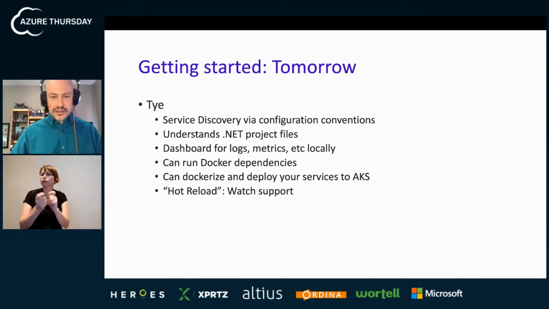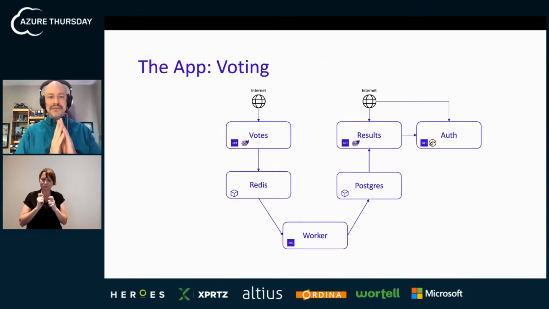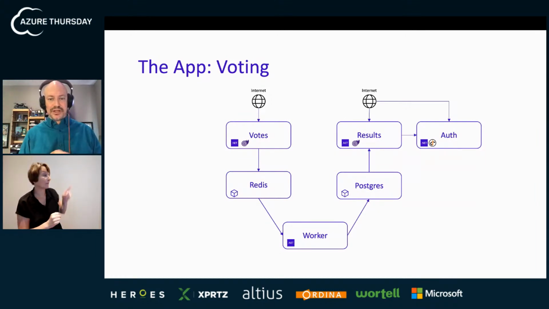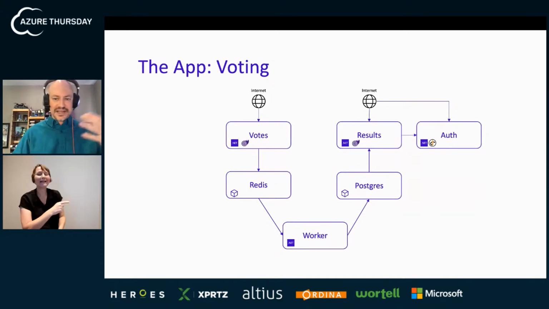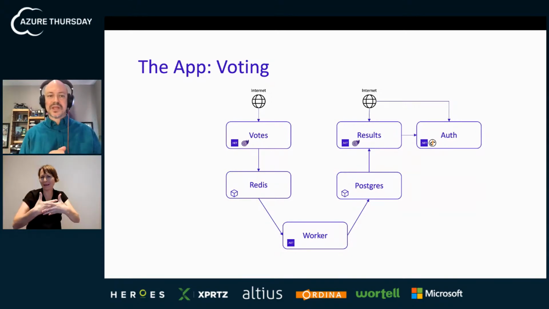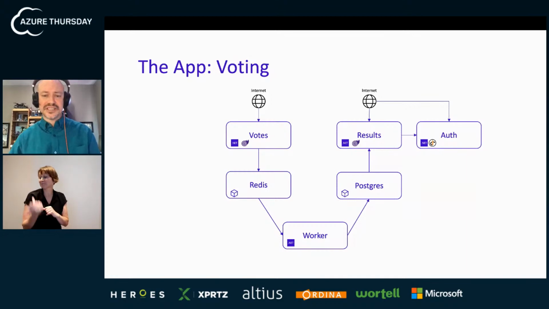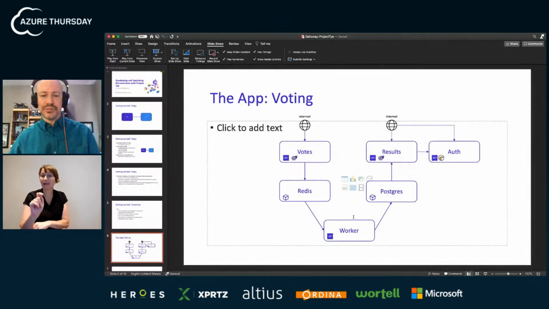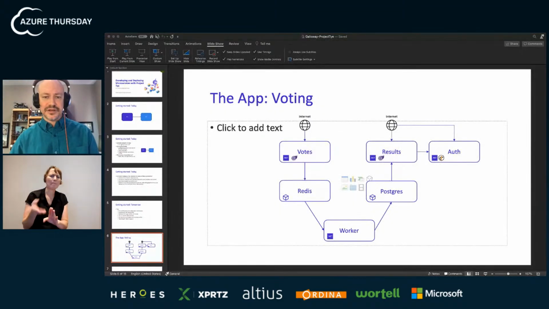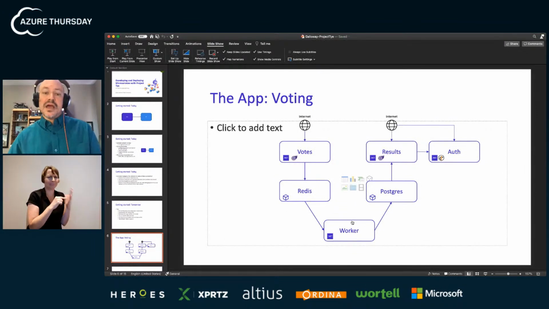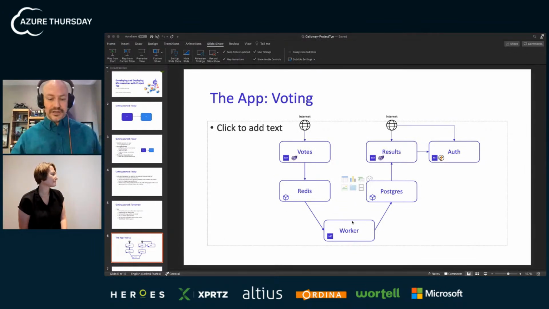So let's look a little bit more at that. I'm going to be building up to a voting application. And this is an example of a more complex application where we've got all kinds of front ends and back ends talking to each other. And this is what they showed during the .NET Conf presentation. What I want to do actually is start with a simpler case. I'm going to start with Hello World in Project Tye.